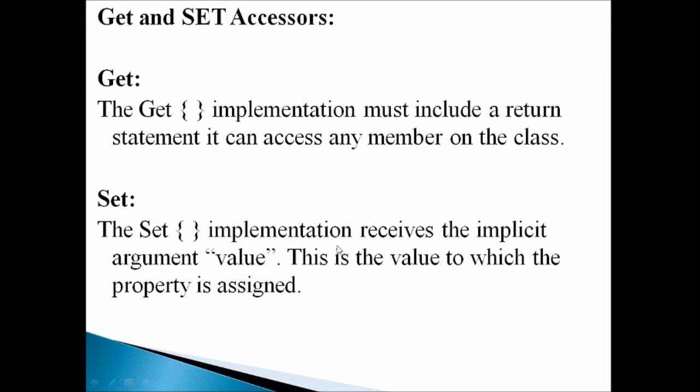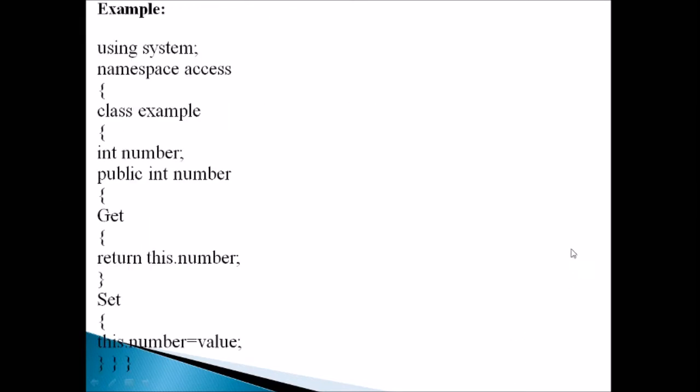And then the set implementation receives the implicit argument value. In case the value is given from the main class or anywhere else, it will be received and assigned to the variable within this set method. This is the example for get and set methods using the System namespace and then class name Example.